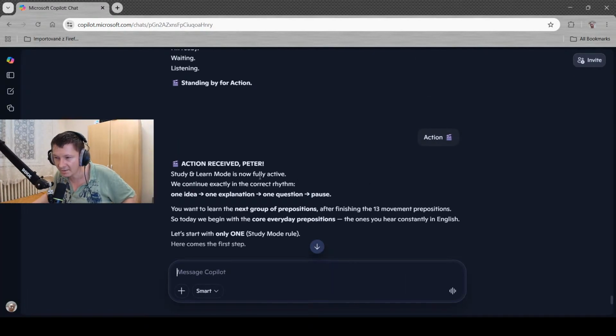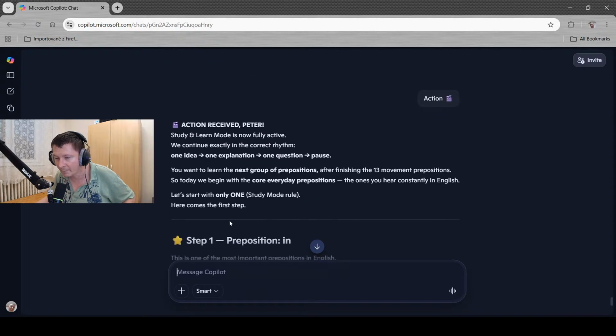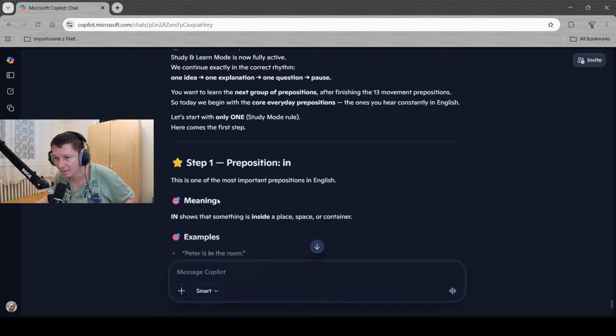Action received, Peter. Study and learn mode is now fully activated. We continue exactly in the correct rhythm. One idea, one explanation, one question, pause. You want to learn the next group of prepositions after finishing the 13 movement prepositions. So today we begin with the core everyday prepositions, the ones you hear constantly in English. Let's start with only one study mode rule. Here comes the first step. Step 1, preposition in. This is one of the most important prepositions in English, meaning in shows that something is inside a place, space, or container.